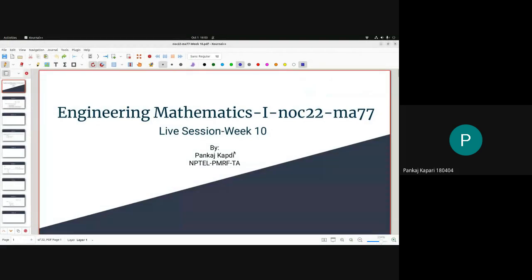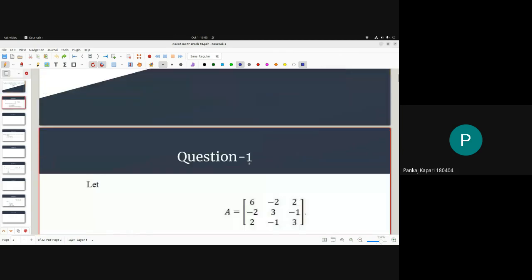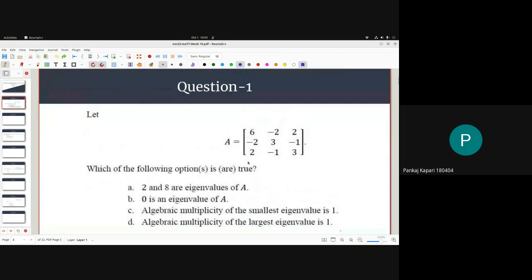Okay, so let's start this week's live session. We'll be discussing problems based on finding eigenvalues and eigenvectors of matrices and their diagonalization. This is our first question, and we have to find the eigenvalues of the given matrix.